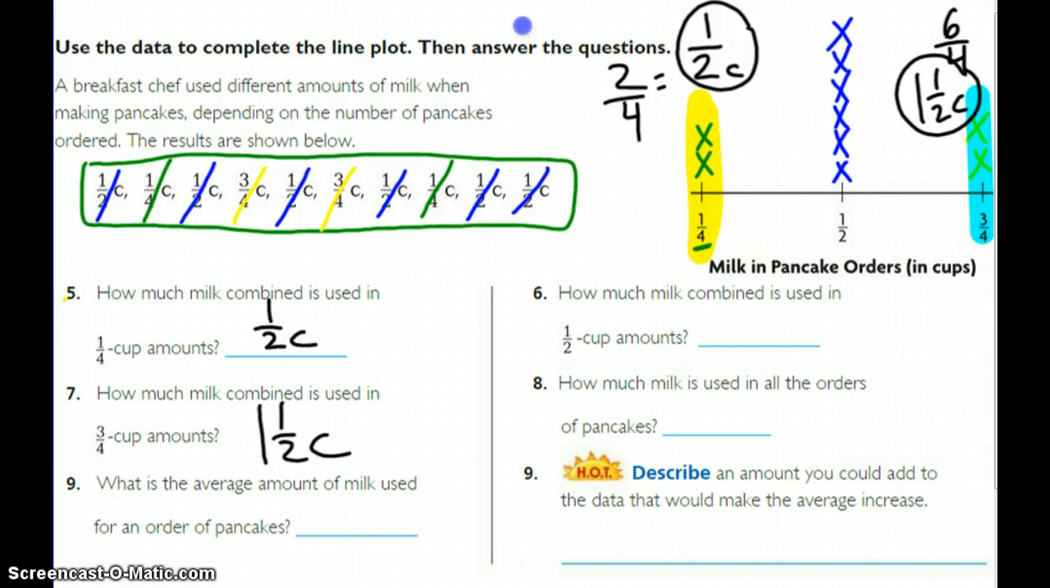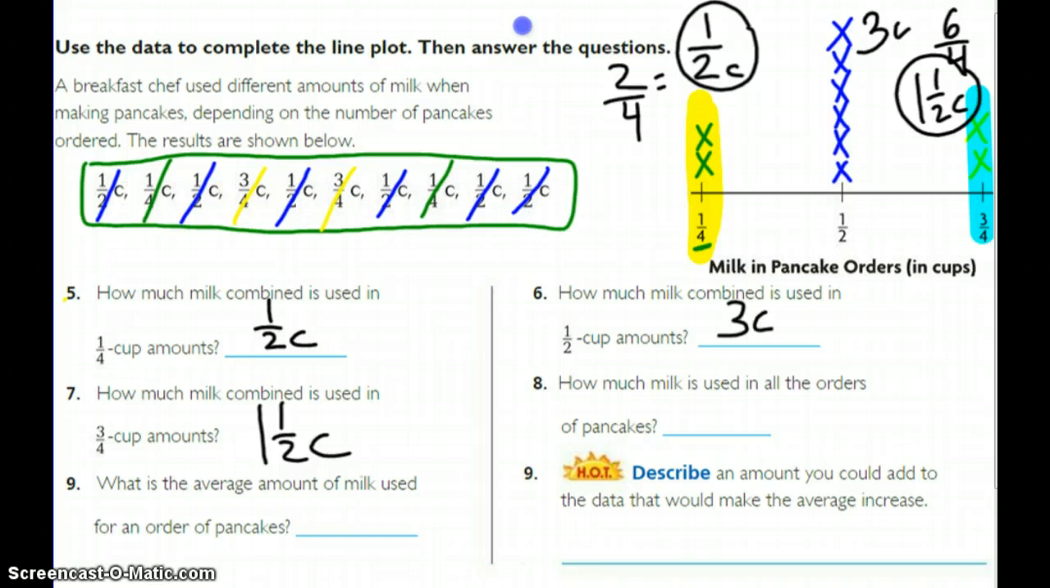Now, I skipped number 6 over here. How much milk combined is used in the 1/2 cup amounts? Well, I have 1, 2, 3, 4, 5, 6 X's, each worth half. So 6 times 1/2 gives me 3 cups total.